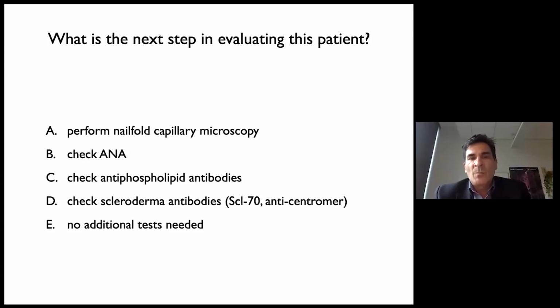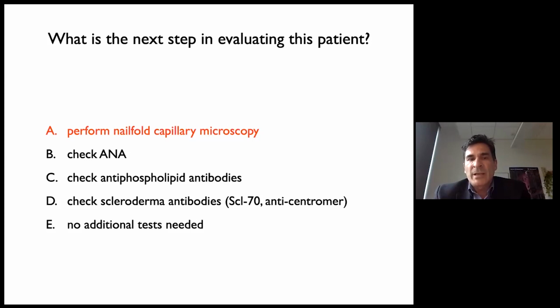A, perform nail fold capillary microscopy. B, check an ANA. C, check antiphospholipid antibodies. D, check scleroderma antibodies. Or E, no additional tests are needed. And the correct answer is A, perform nail fold capillary microscopy.